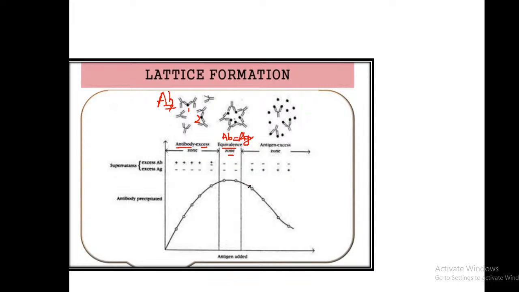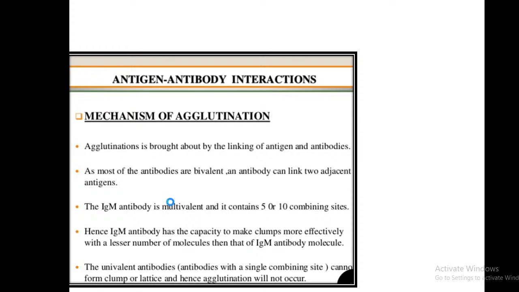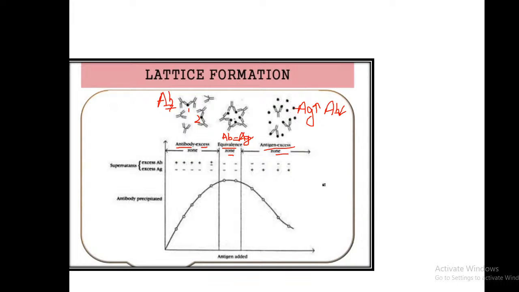Now, next zone, if more antigens keep on being added, here you can see the antigen is more. Antigen is more and antibody is less. This is known as antigen excess zone. Here in this zone, the antigen is excess. This is known as the ratio of antigen antibody reaction in precipitation reaction. And this is the zone phenomena.